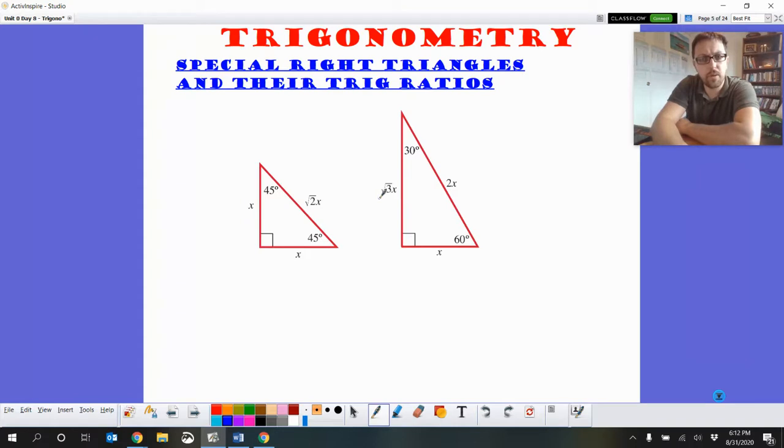We've also got square root of 3x. That's kind of our leftover one. I remember that the square root of 3 and the 30 are kind of right next to each other. Well, it's kind of bad to remember, but unfortunately, it's how I memorized it. But you've got x, 2x, and square root of 3x. That comes from the Pythagorean theorem.